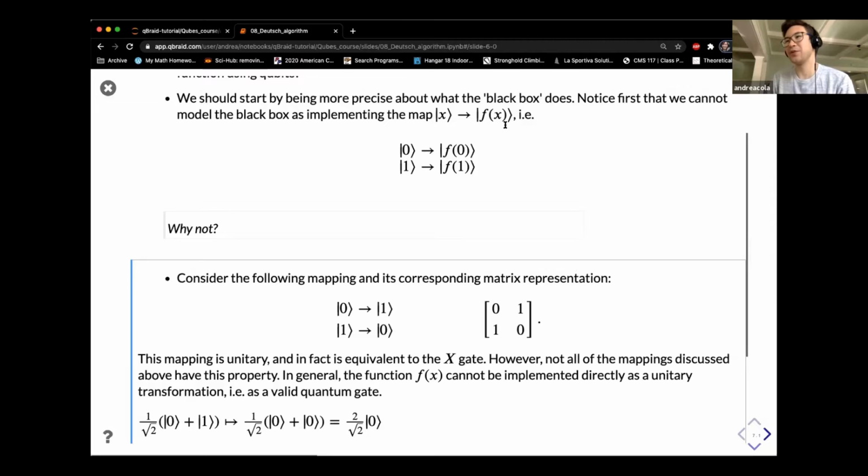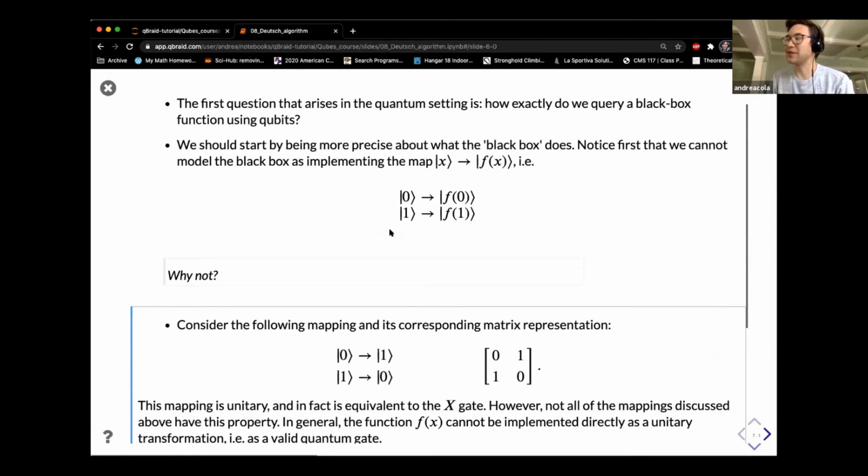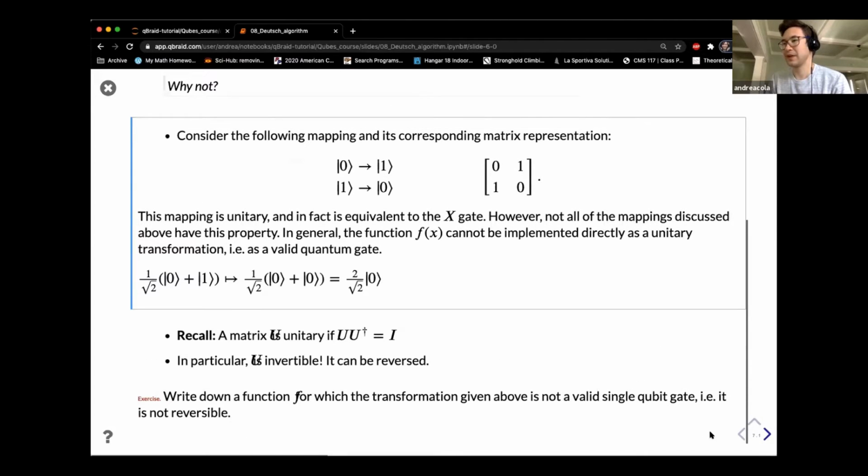Okay, so anyway, I think we've spent enough time arguing why the black box implementing f cannot be simply doing this mapping of 0 to f of 0, 1 to f of 1. The way that we make this mapping unitary is the following.